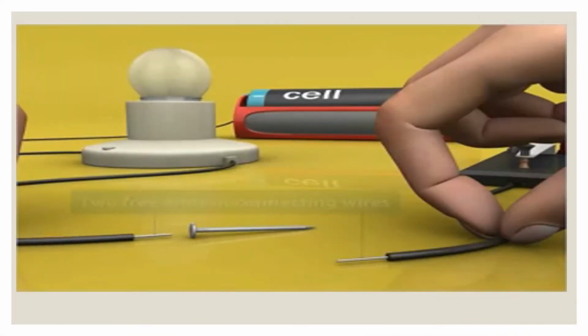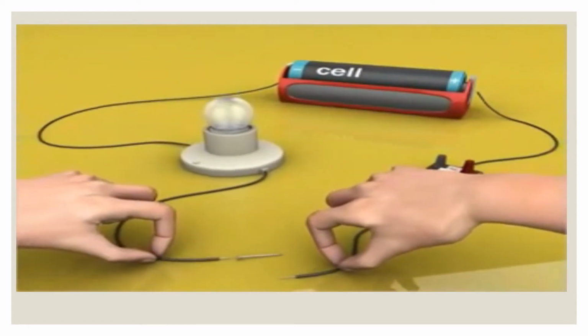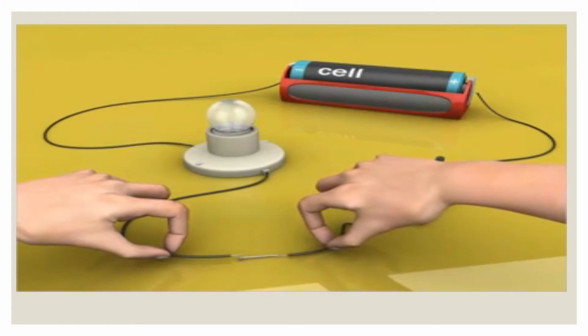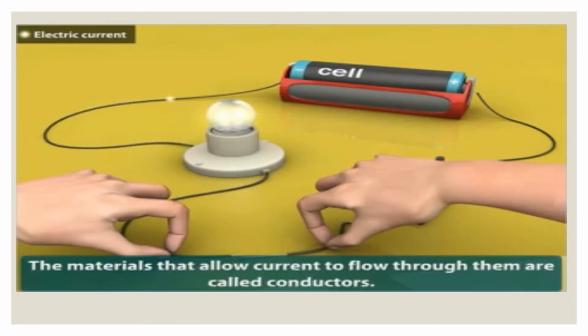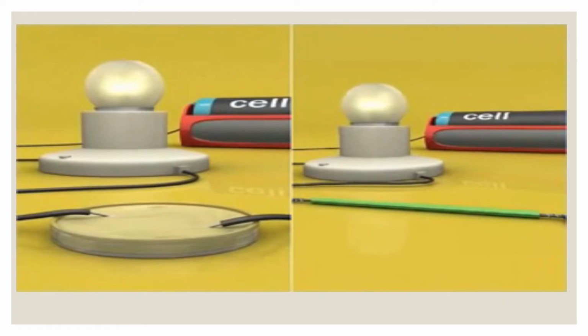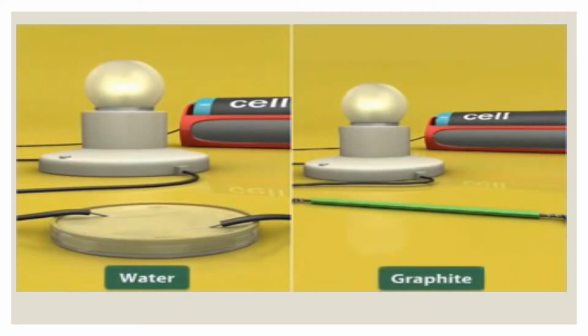Now look at this video to explain you about conductors. Now this is the iron nail, two wires. It is being connected to two wires and you can see as soon as it is connected, the electric current is passing. That means the circuit is complete and the bulb is glowing. This shows that this iron nail is a conductor. The materials that allow electricity to pass are called conductors.